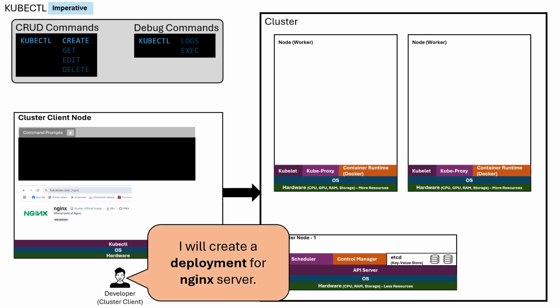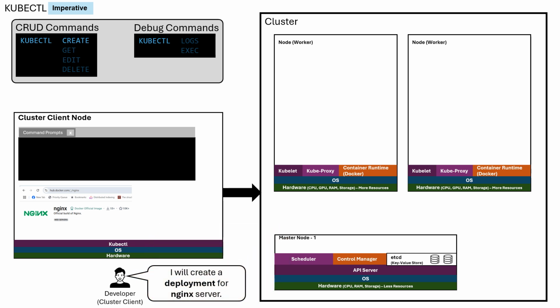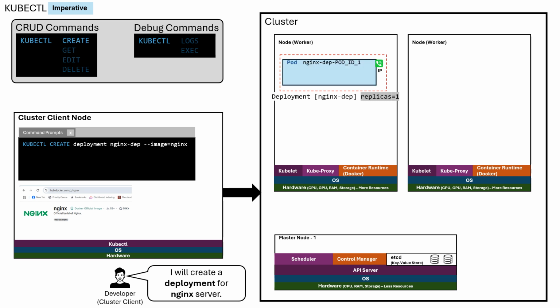Let me start by showing you how to create a resource using the create command. For example, let's say you want to deploy an Nginx server. Let's create a deployment for an Nginx server. Run the following command. This will set up a deployment named nginx-dep. Kubernetes will automatically pull the Nginx image from Docker Hub.